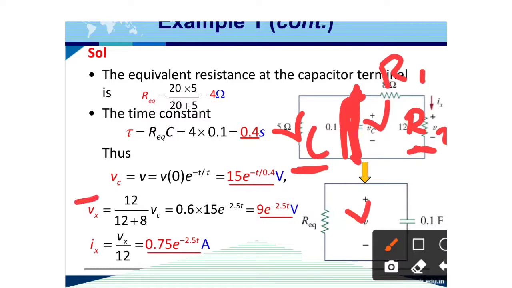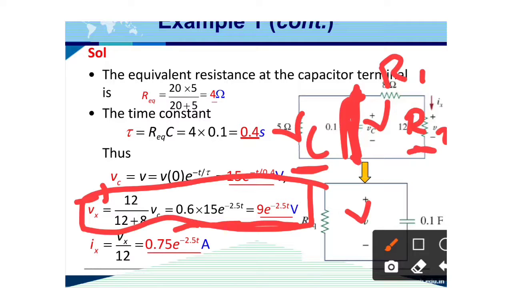Here V = Vc, R1 = 8 ohm and R2 = 12 ohm. So Vx = 12 × Vc/(12 + 8). 12 divided by 20 is 0.6, and Vc = 15 e^(-2.5t), so Vx = 9 e^(-2.5t) volt. And Ix = Vx/12, so Ix = 9 e^(-2.5t)/12 = 0.75 e^(-2.5t), since 1/0.4 is 2.5.